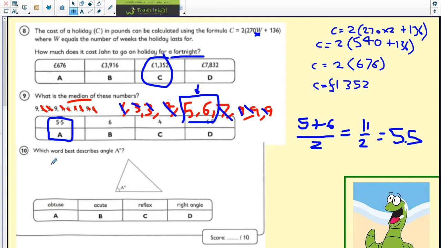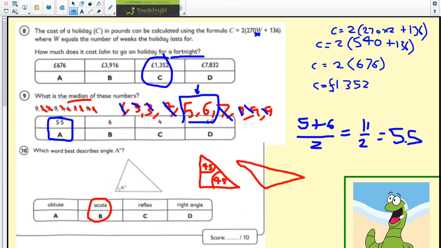Right. Number 10, last one. What word best describes angle A? Well, I know it's not a right angle, and it can't be more than a right angle, because all the angles of a triangle add to 180 degrees. And a right angle looks like this, it's obviously less. So it's something less than 90, and I would call anything less than 90 an acute angle. I think that's it.